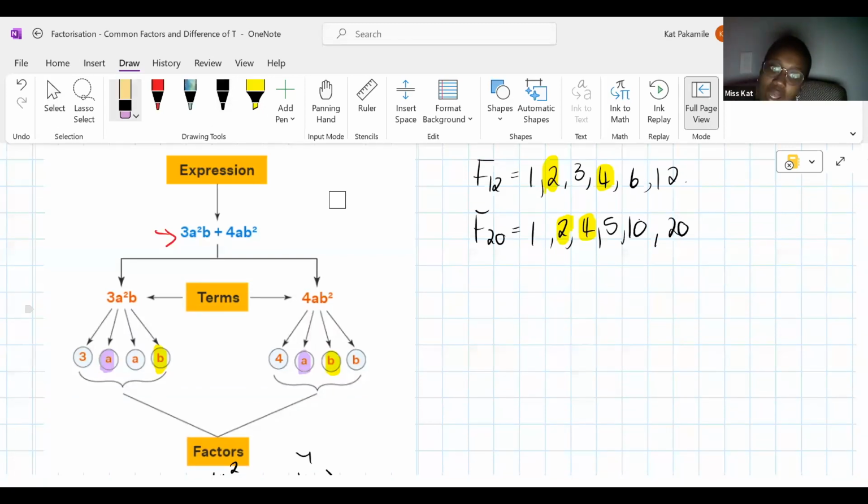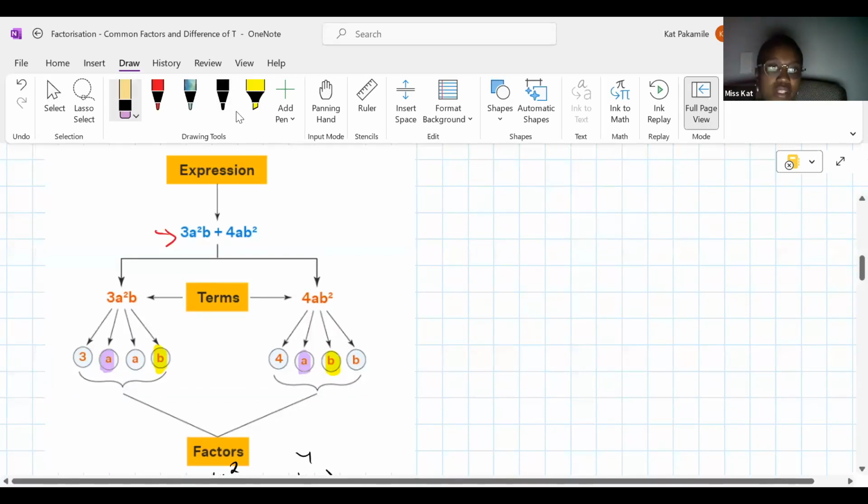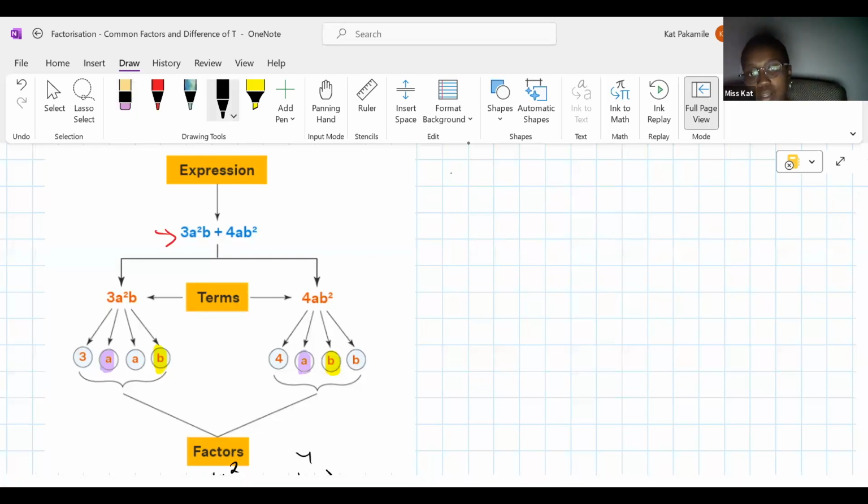Let us take out the common factor between 2x plus 4y. Let's try that one together. Sibabale, hello?